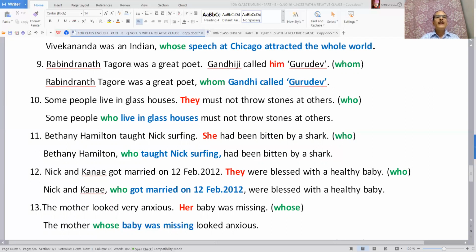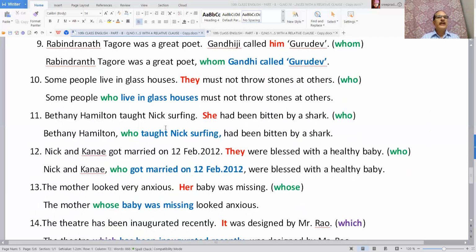So Rabindranath Tagore was a great poet. So this itself is independent of its meaning. So we have to add just a non-defining relative clause. So Rabindranath Tagore was a great poet, whom in place of him, we have to use whom. Whom Gandhi called Gurudev. Then it becomes meaningful.